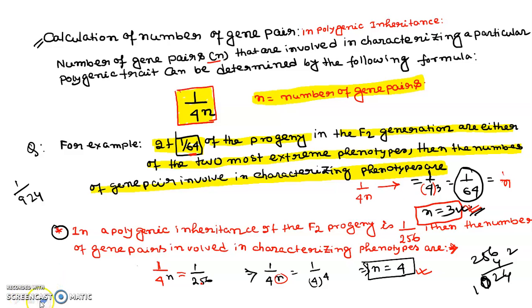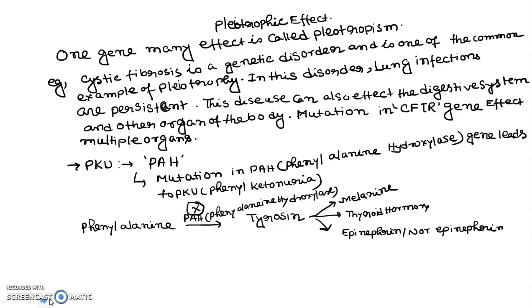Now next we will see the pleiotropic effect. Pleiotropic effect is one gene, many effects. Pleiotropism means one gene, many effects. Examples are cystic fibrosis and phenylketonuria.